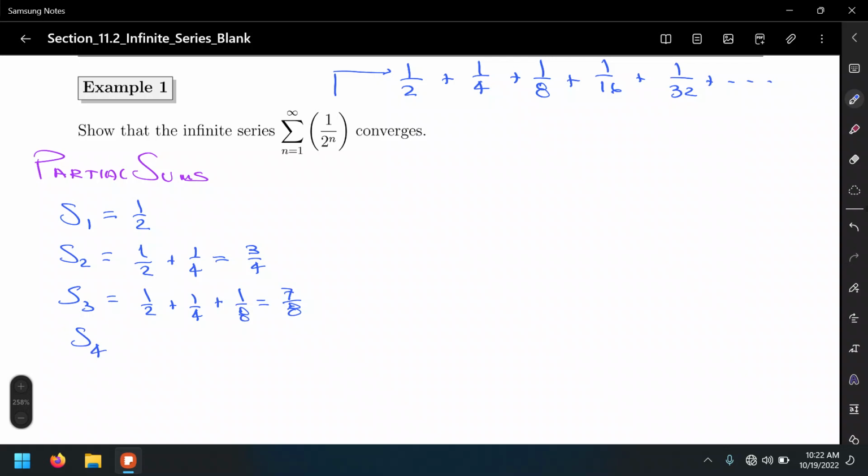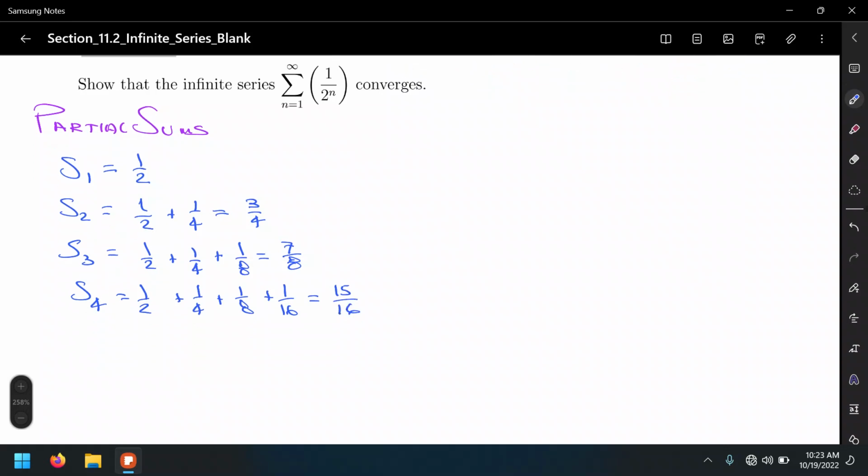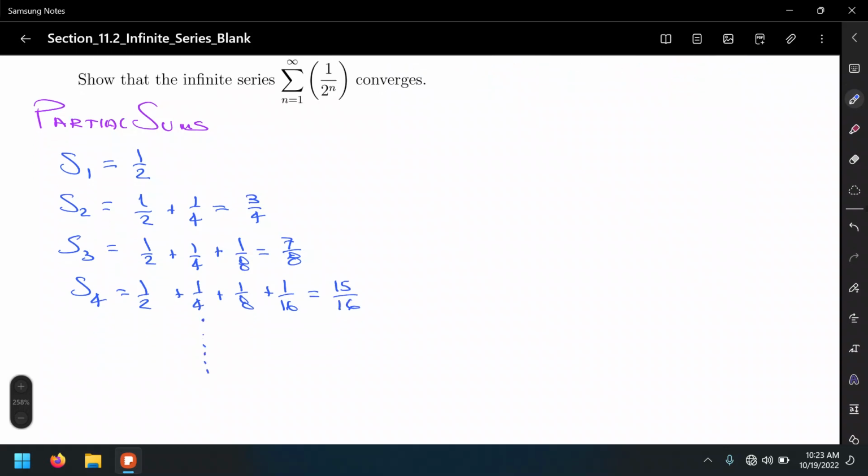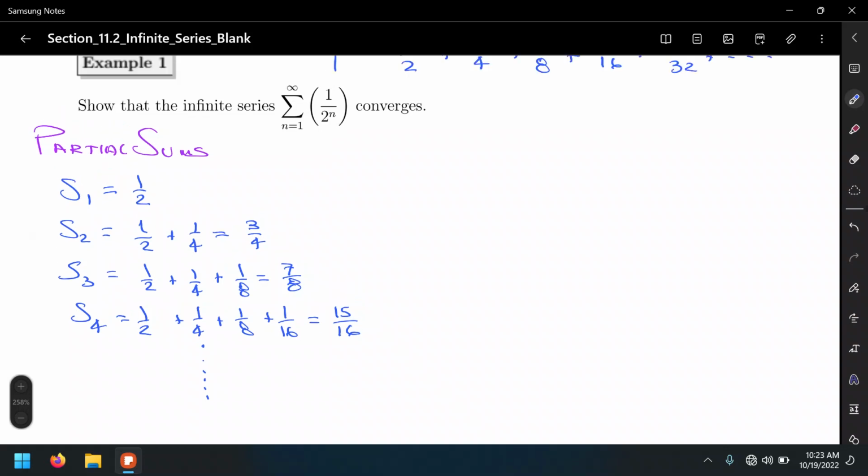S sub 4, that's the fourth partial sum. That is, adding the first four terms. In this case, 1/2 plus 1/4 plus 1/8 plus 1/16. And after combining these numbers, finding least common denominators and all that, this should be 15/16. All right? And well, we can continue on and on, but I think 4 partial sums is going to be good enough to find our sequence here.